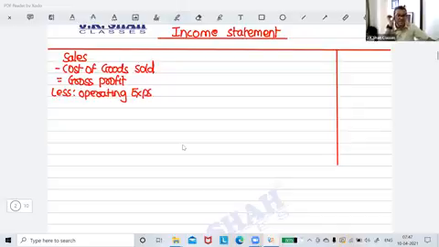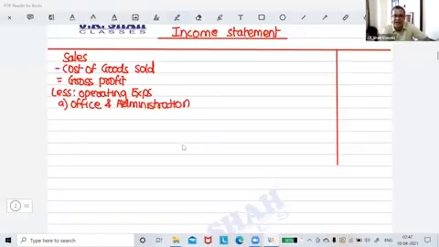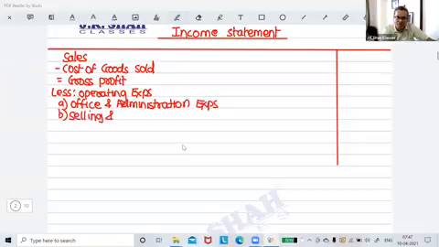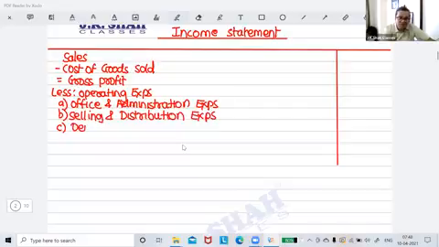Operating expenses. Okay. Operating expenses, what do we generally write? We write office and administration expenses. Then we write selling and distribution expenses. And then we write depreciation.